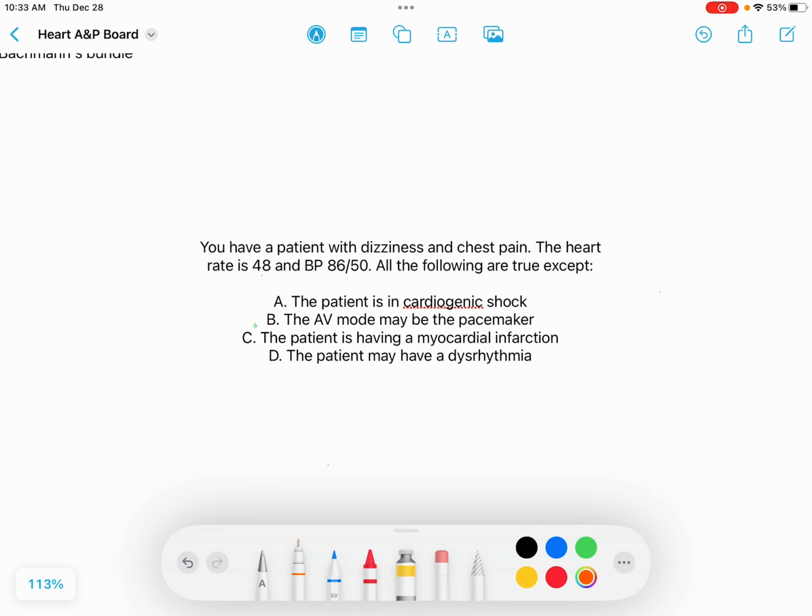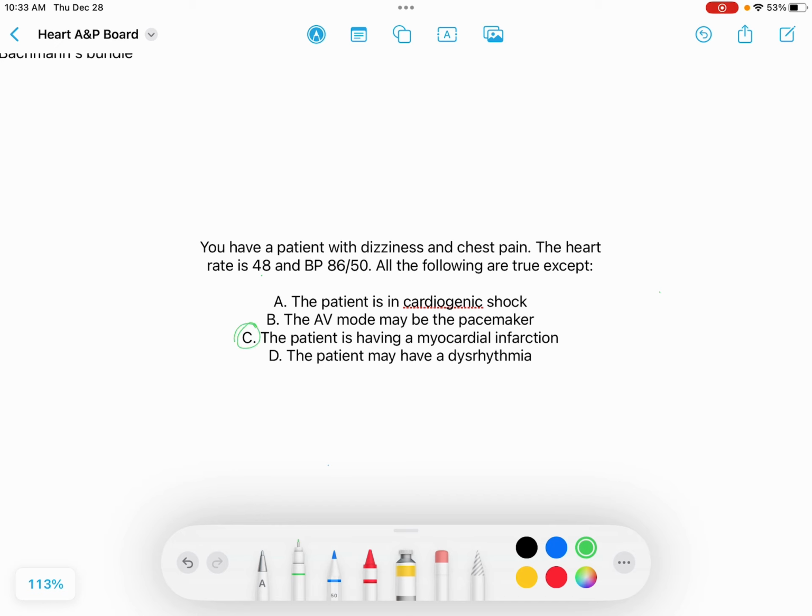Last but not least, you have a patient with dizziness and chest pain. The heart rate is 48 and the blood pressure is 86/50. All of the following are true except: A, the patient is in cardiogenic shock. B, the AV node may be the pacemaker. C, the patient is having a myocardial infarction. Or D, the patient may have a dysrhythmia. Take a moment to think about your answer.